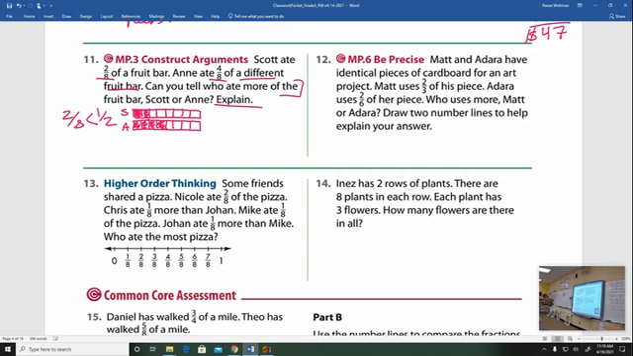Allie, can I read my? What was the sentence you had? Okay. Anne can't eat more because she ate half of the fruit bar. That's right. Because she ate half of the fruit bar. And then I would add, and half is greater than 2/8. Right?